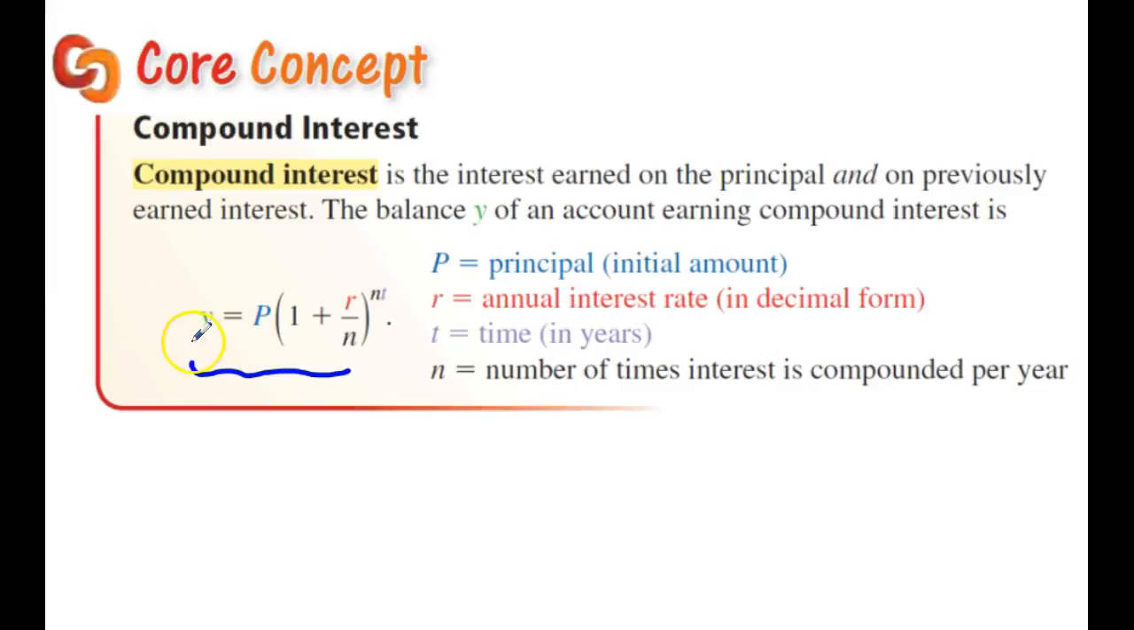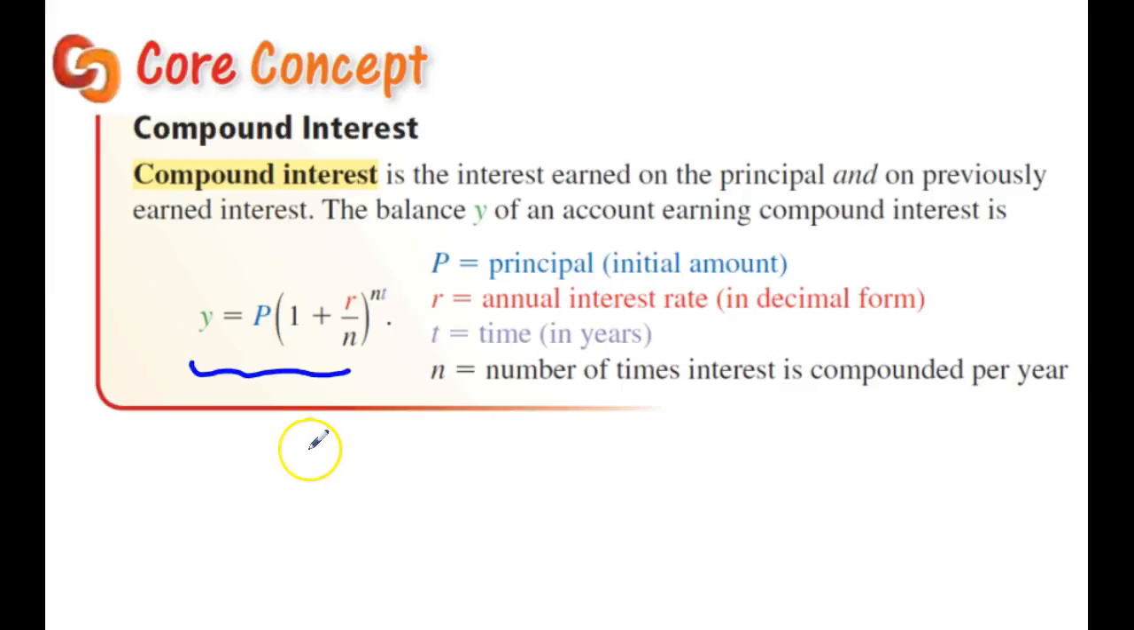Y, again, is going to be what we have now, right? Our ending amount. P is my principal amount, what I'm starting with. The R is my annual interest rate, which is going to be in decimal form. Remember, I want everything in decimal form. T, again, is in years. And N is going to be the number of times the interest is compounded per year.